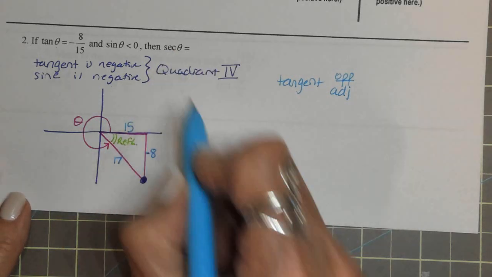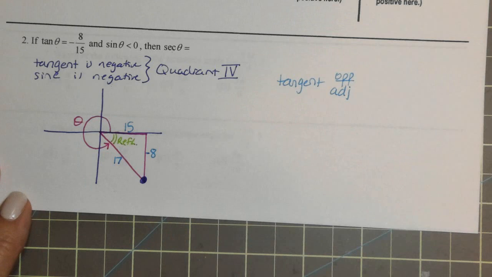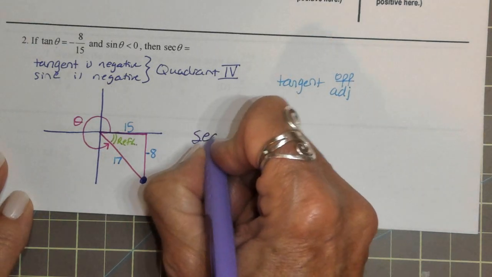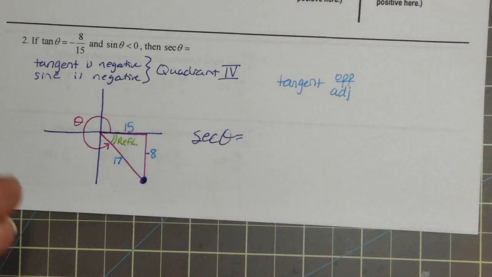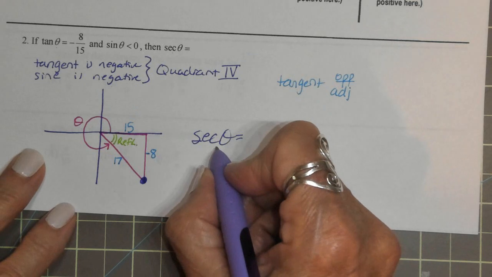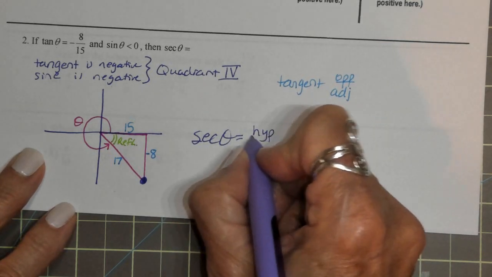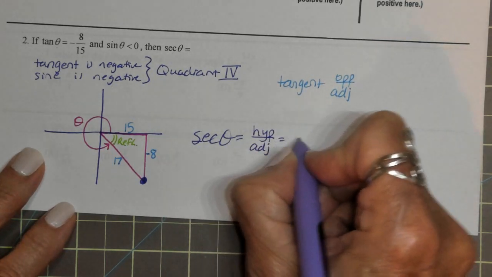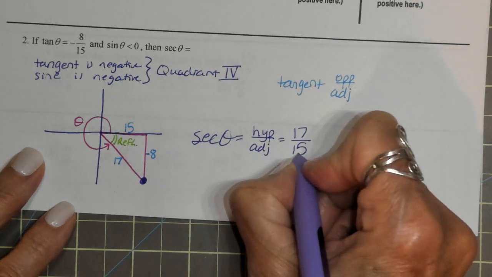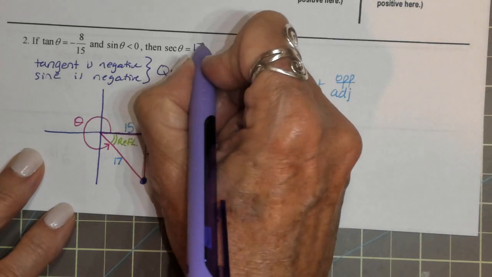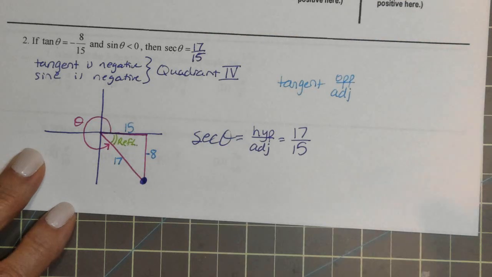So what is secant theta? Secant theta is the reciprocal of cosine theta. Cosine theta is adjacent over hypotenuse, so secant theta is hypotenuse over adjacent, 17 over 15. That's that answer.